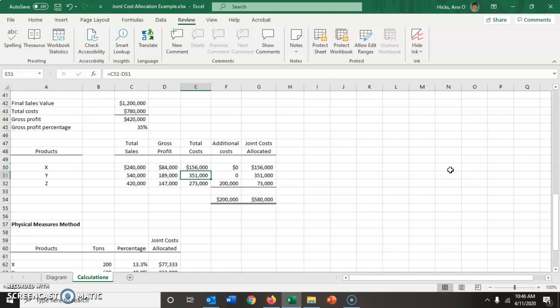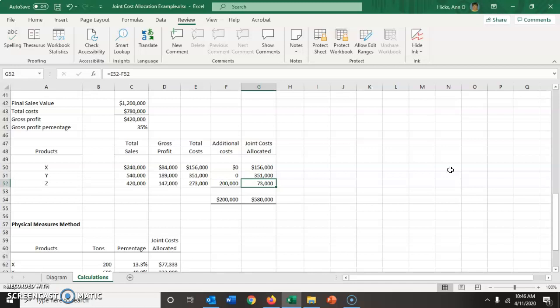Y will need to be allocated total costs of $351,000. Z will need to be allocated total costs of $273,000, of which we already know $200,000 represents the dedicated cost to finishing Z. And so here's what we wind up with for allocated joint costs: the $156,000 and $351,000 for X and Y, and then the remaining $73,000 for Z.